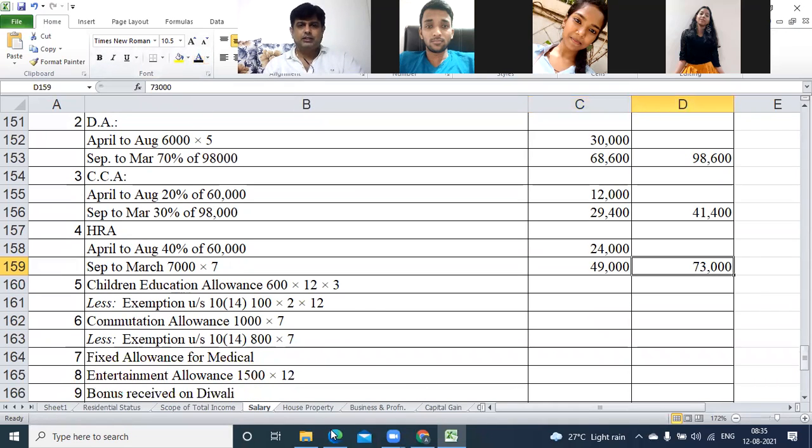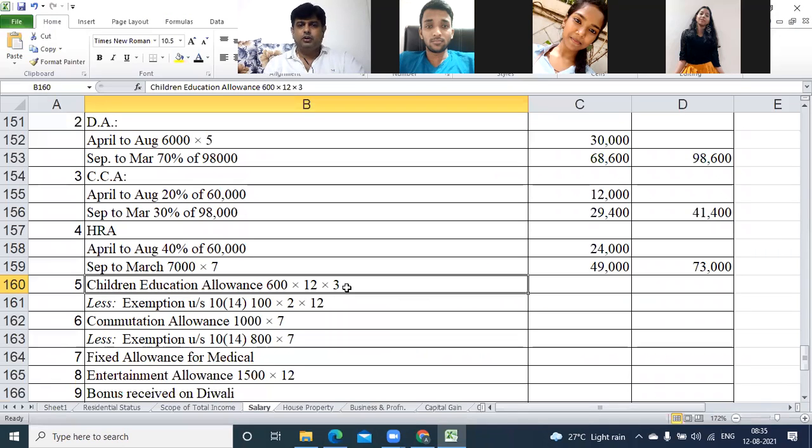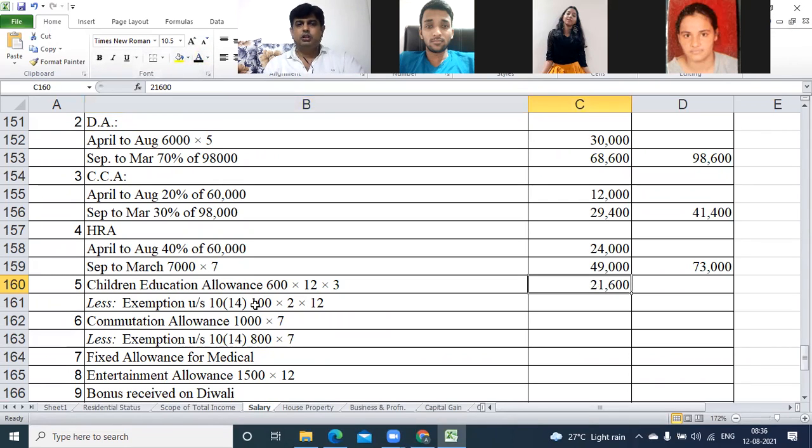Now how many children does he have? 3 children, 600 per month. So what is the total amount received as children's education allowance? It will be 6 children, 12 months. 21,600. Yes, 7,200. And what is the exemption? Exemption is fixed, 100 rupees per child per month maximum for 2 children. So what is the total taxable amount of children's education allowance? 19,200.